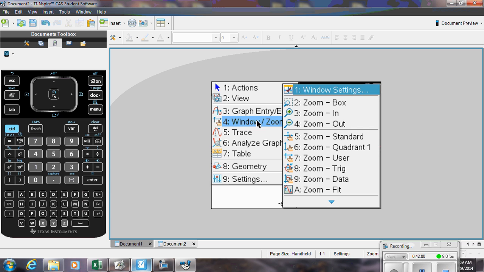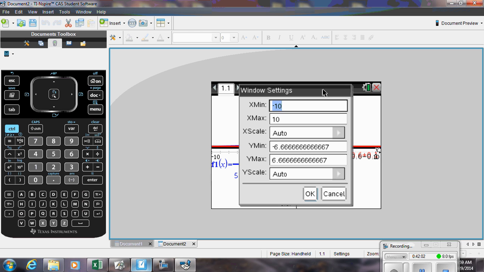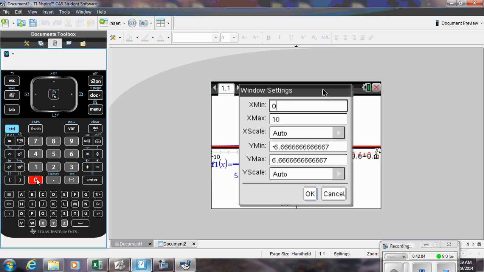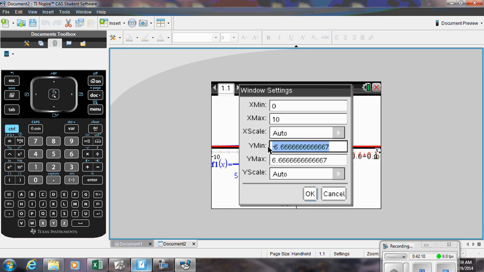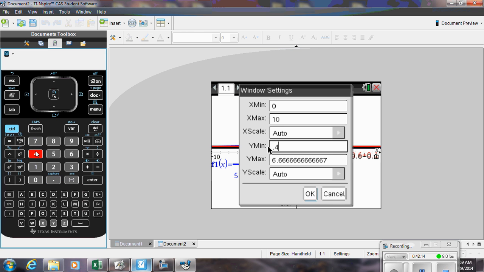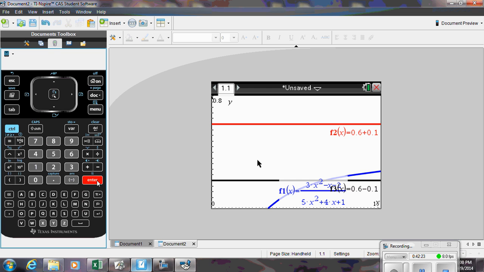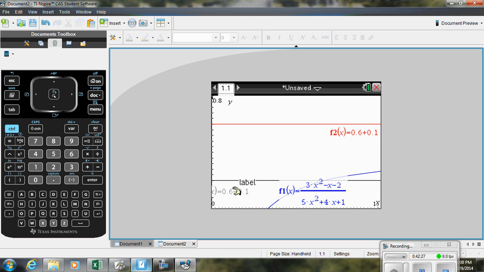Window, settings, and I'm going to say an x minimum of 0, an x maximum, I suppose we can leave it at 10 for now. I don't know if we're going to need to change it. But our y minimum, let's make it 0.4. The y maximum is 0.8. And I'm picking those just so that we still have our 0.5 to 0.7 range in there and still have enough room so that we can put these other pieces around.